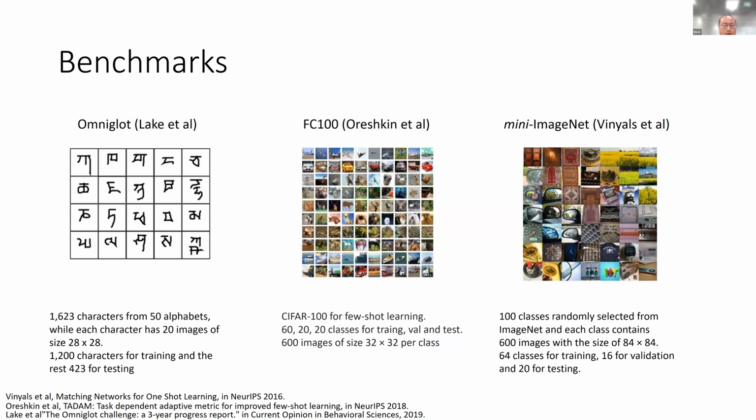And people also try to repurpose CIFAR-100 for few-shot learning. They split the classes into different splits for training, validation, and testing, and each class has 600 images. Some researchers also created a subversion of ImageNet for few-shot learning. They randomly selected 100 classes from ImageNet, and each class contains 600 images with a downsized image resolution. Then they use 64 for training, 16 for validation, and 20 for testing. Later on for this benchmark, people started using larger resolution images because they found this can boost the performance.